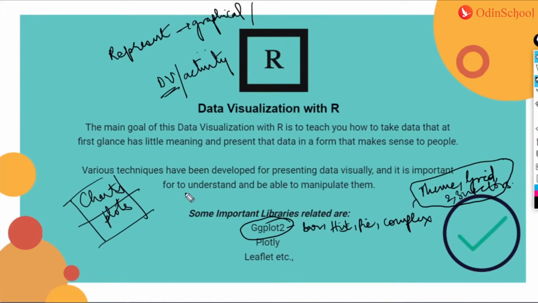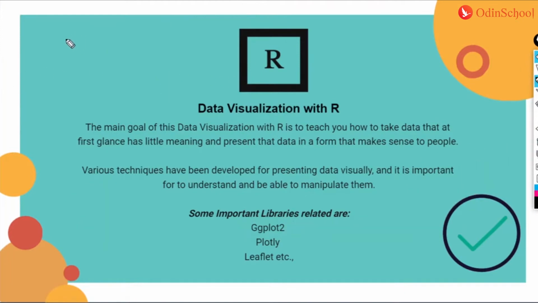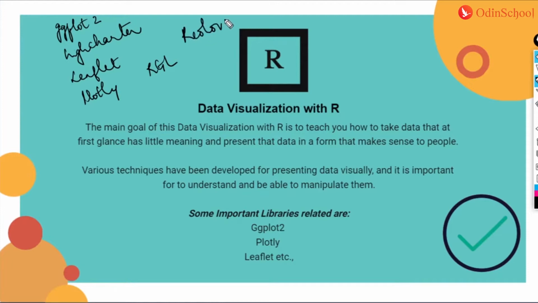But just to give you all an idea about the names of different libraries we have in R, let me just write it down here. You might want to make a note of these names. So the first is ggplot2. We all know this, that's already written. The second one is HiCharter. HiCharter is another library. Then we have Leaflet. We have Plotly. We have RGL. We have R Color Brewer. So these are the different libraries that we have available when we talk about R as a language.